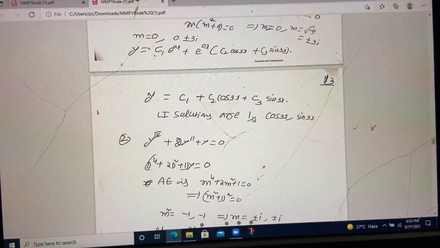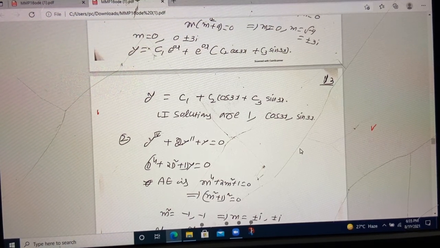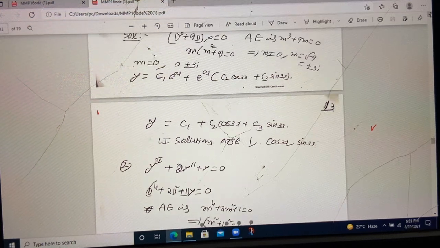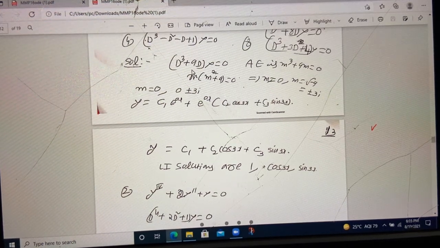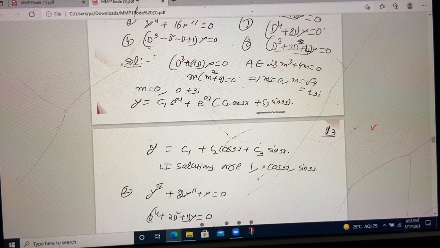1, cos 3x, sin 3x. I'm repeating once again, please. First reduce it to standard form. Triple dash is there, we get D cube. Double dash means D square. Then write the auxiliary equation. This is f of D. Replace D by m, equal to 0. Then we get what is called the auxiliary equation.